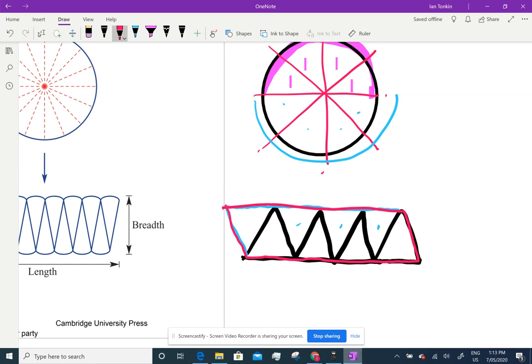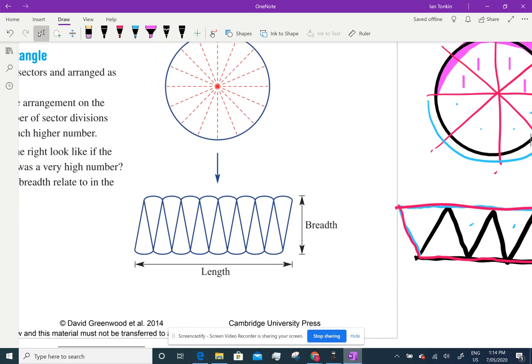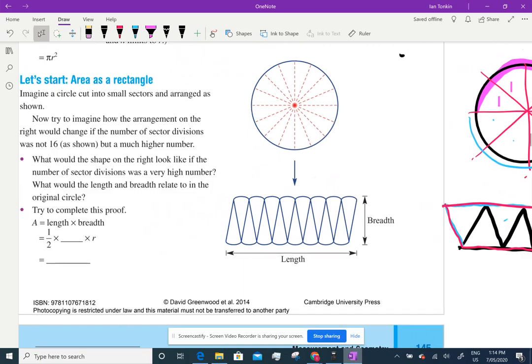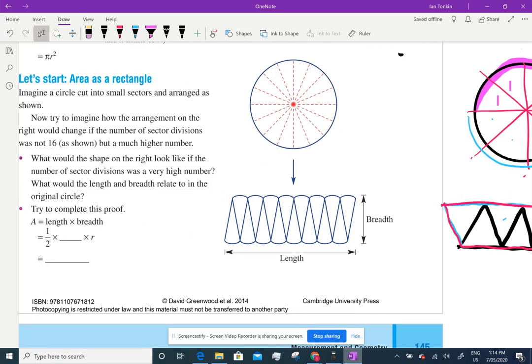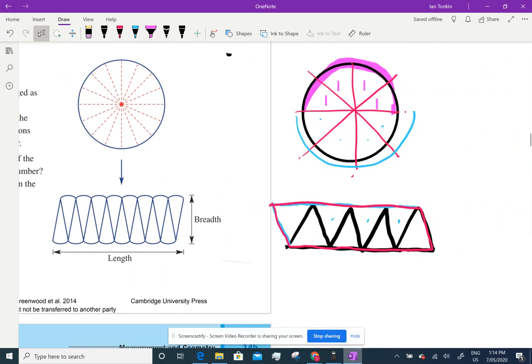Pretty close, and that's if I only cut it 4 times, 4 sides, that's 8 if I cut it into 8 different sectors. Imagine if I cut it into 16 or 32 or 64. Eventually, I get something that looks like a rectangle. The more times I cut it, the more sectors I make, the more it becomes much more like a rectangle.